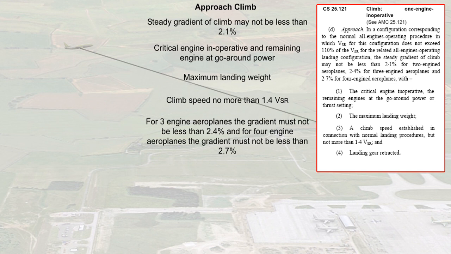However, the approach climb gradient requirement does change. For 3-engine aeroplanes, the gradient must not be less than 2.4%, and for 4-engine aeroplanes, the gradient must not be less than 2.7%. Note that the gradient requirements stipulated here are all air gradients, and therefore are independent of wind.